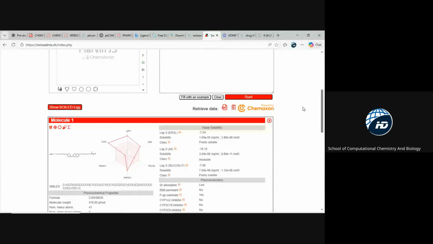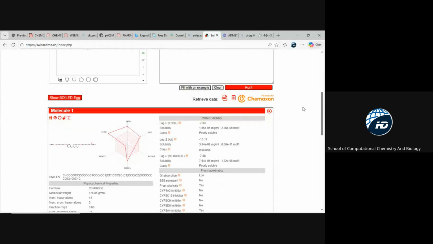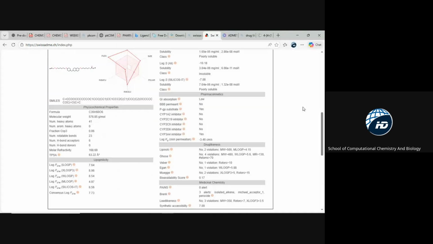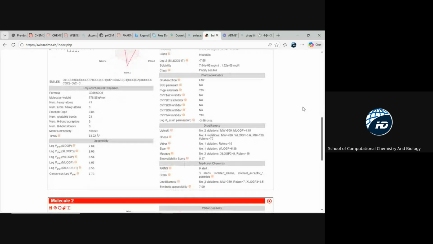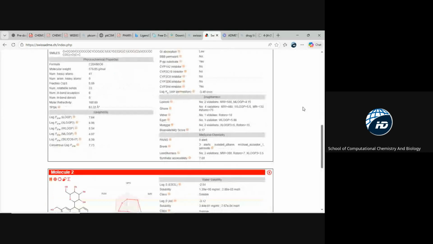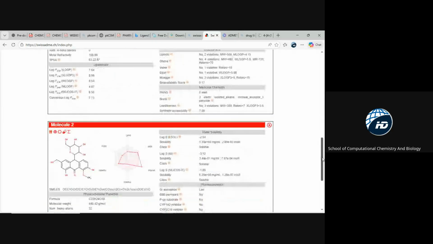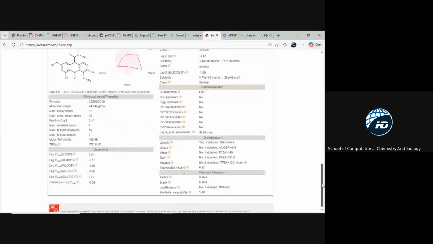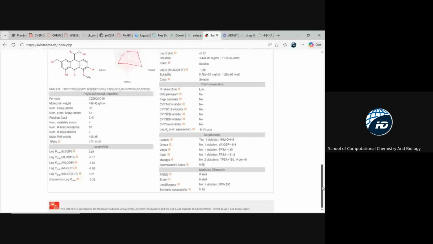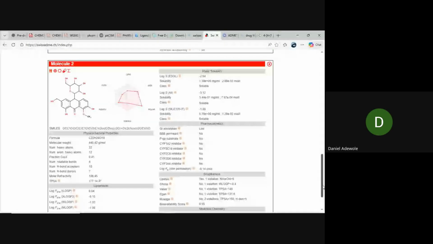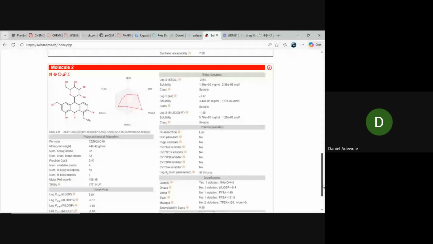So look at the compounds, those two. One has 7.09 for synthetic accessibility, and the other active one is 5.10. The first one is better, so we choose the first one.